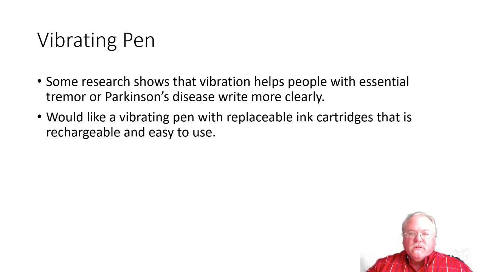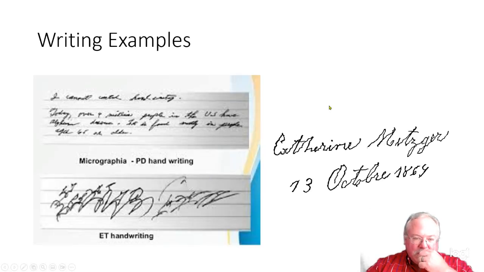First let me show you what I'm talking about. Here are some writing examples from people with Parkinson's and essential tremor. With Parkinson's disease, people will have what's called micrographia, where they write very, very small, or they have a lot of difficulty just writing clearly. And some research studies have shown that a pen that vibrates affects their motor system in such a way that they're able to write more clearly with something that is vibrating versus something that is not.